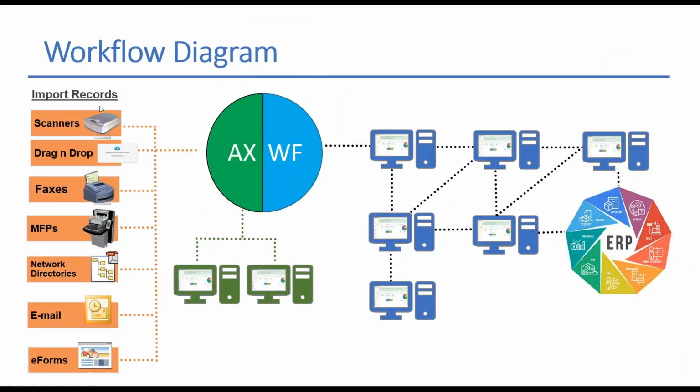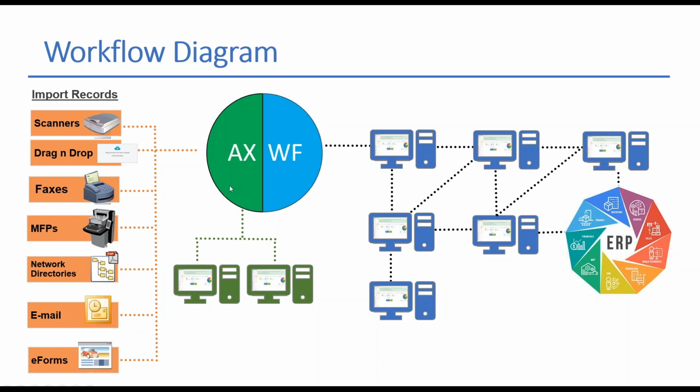So records come into ApplicationXtender, and they can come in through multiple methods. Could be scanners, dragging and dropping, faxes, multifunctional devices, network directories, emails arriving, and eForms. Email is turning out to be bigger and bigger, especially with processing of records. There's also electronic data interchange, which I will talk a bit about, how that could work for you.